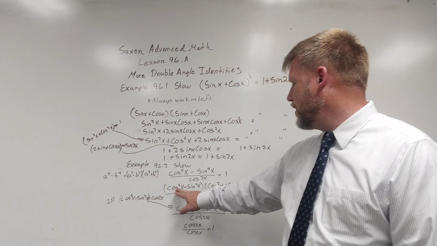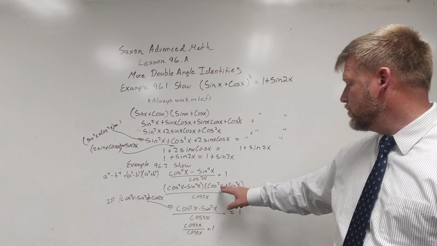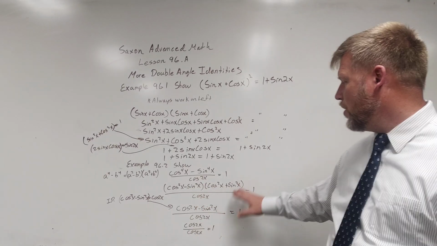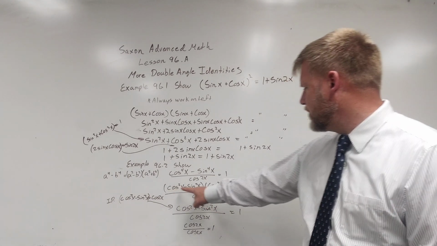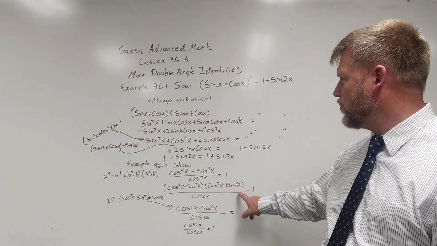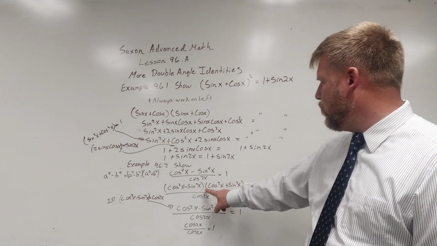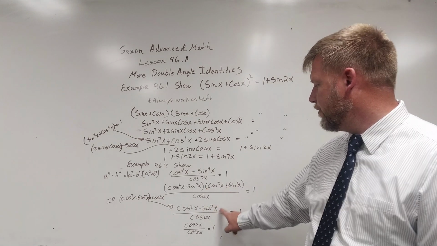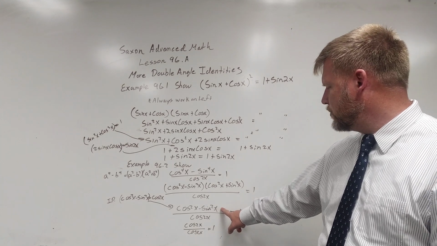I get cosine squared x minus sine squared x, and cosine squared x plus sine squared x, still over cosine of 2x. Well, at this point, I realize that I have another identity, right? Remember this right here, cosine squared plus sine squared? Well, what is that? Sine squared plus cosine squared is equal to 1. So if I plug a 1 in here, I end up with this, because 1 times that is the same. Now I'm simplifying this down.